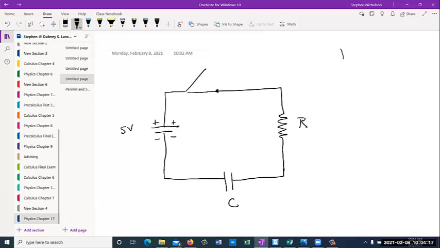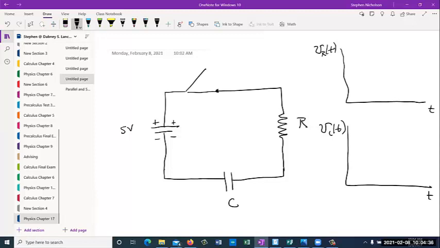And I'm going to draw some graphs here versus time. This is going to be the voltage across the resistor. I'm using a small v because it's a function of time. And I'm going to have the voltage across the capacitor as a function of time. And I can also have the voltage across the battery as a function of time. Well, that doesn't change. That's going to be 5 volts. So no matter when I close the switch, you're going to have 5 volts across the battery.